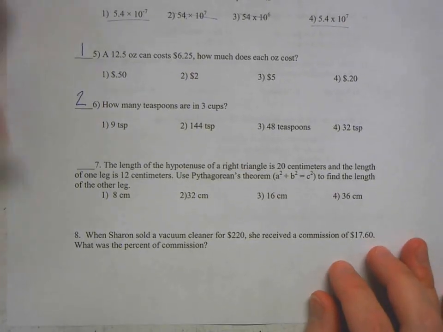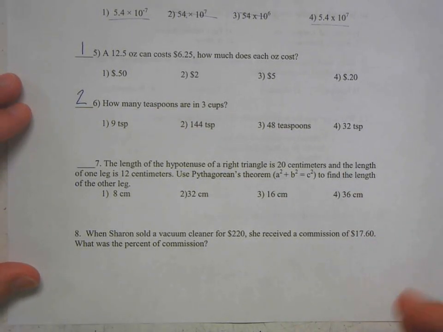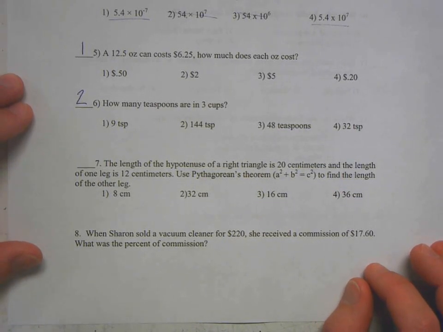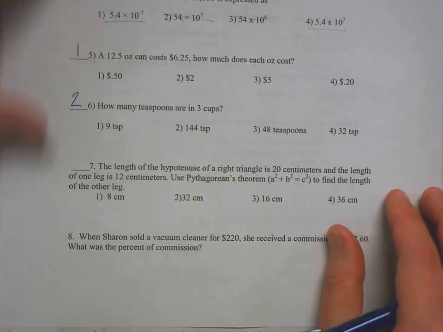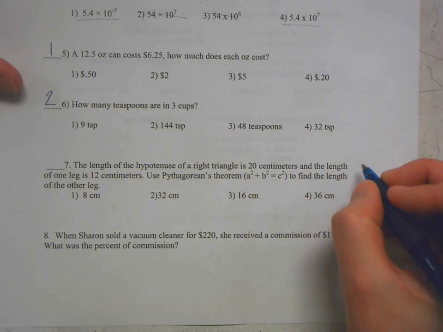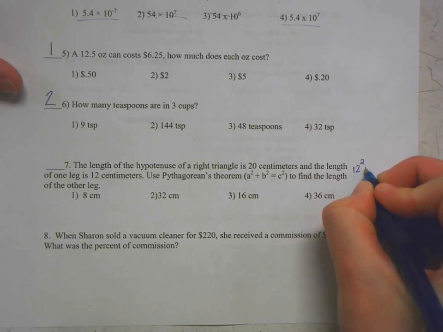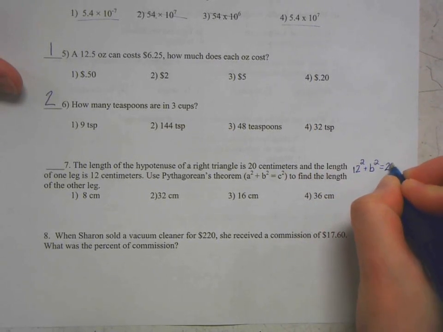Number 7. The length of the hypotenuse of a right triangle is 20 centimeters and the length of one leg is 12 centimeters. Use Pythagorean's theorem, a squared plus b squared equals c squared, to find the length of the other leg. So if you plug in, we can just do this off to the side. The legs are A and B. So I'm going to plug that 12 centimeters in, and I'll leave B. And the hypotenuse is always plugged in for C.